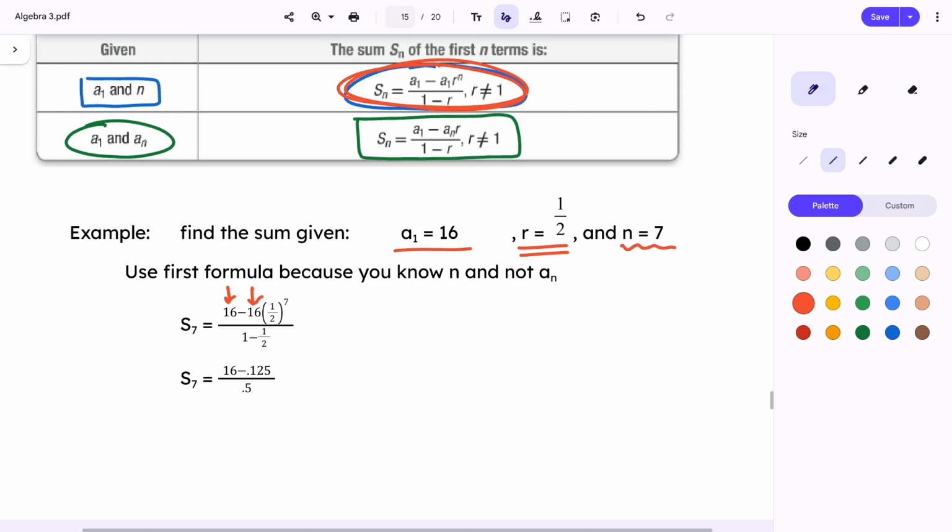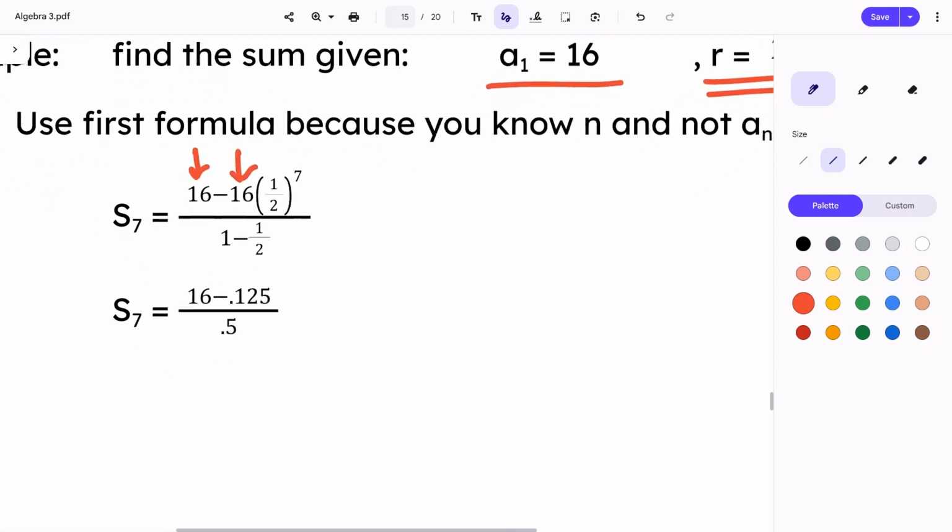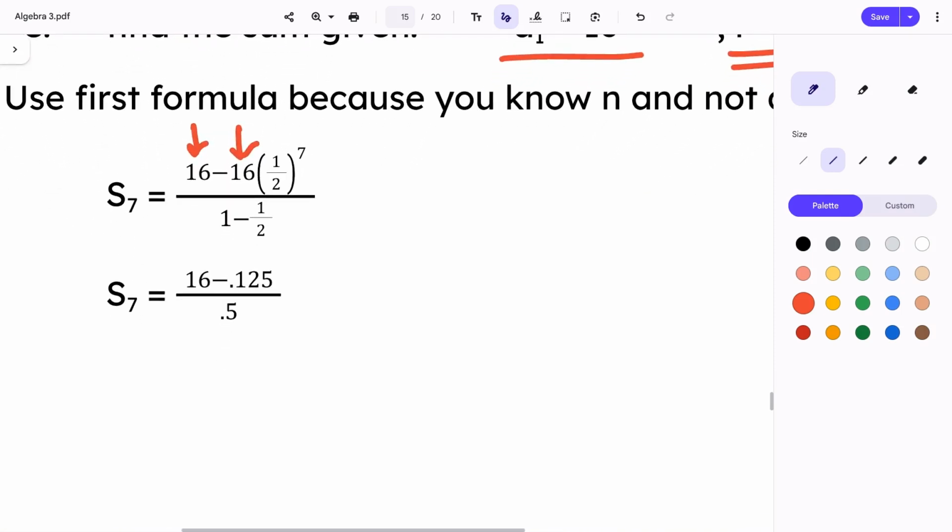So they just plug all those pieces in, and then you just start working with the numbers on your calculator. They simplified the top a little bit here. They did the 16 times the 1/2 to the 7th power, and they got 16 minus 0.125 all over 0.5. Can you guys finish this, though? Can you do this and tell me what you get? Someone type that into your calculator and tell me what you get.